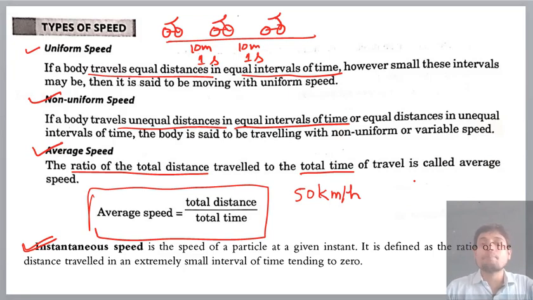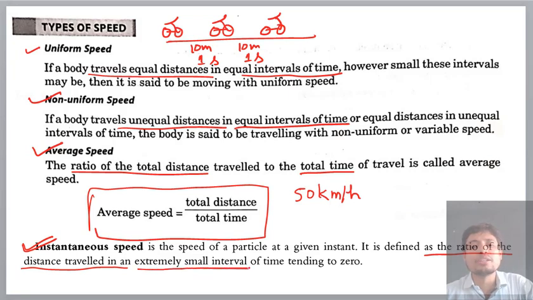The speed at a particular instant is called the instantaneous speed, and it is defined as the ratio of distance traveled in an extremely small time interval tending to 0. How is it defined? It is defined as the ratio of the distance which is covered in a very small interval of time. Suppose del S is the distance covered in the very small interval of time del T.